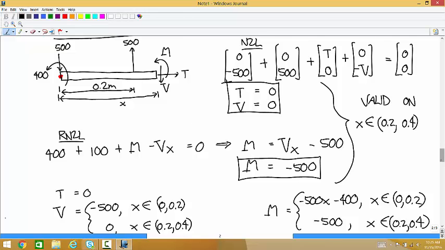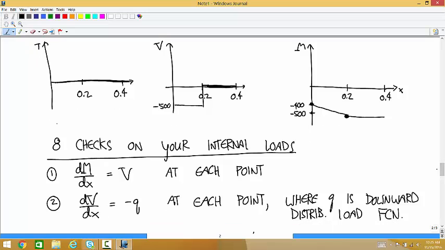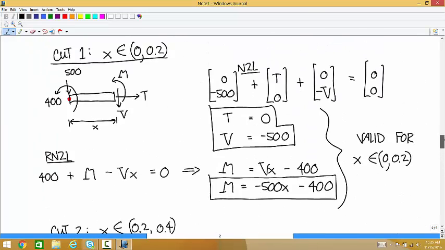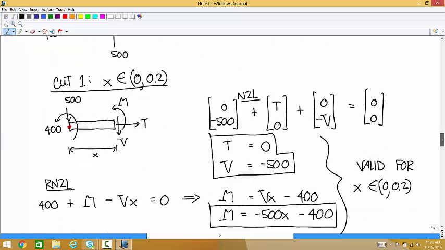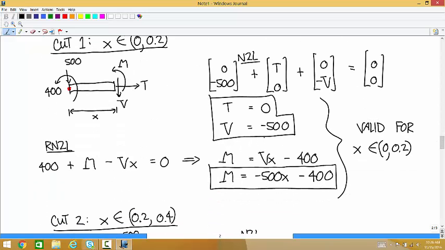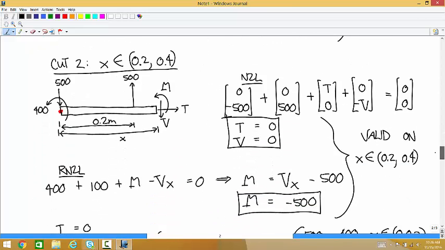Okay, now vertical point forces. Are there vertical point forces at either endpoint? There's one at the left, but not at the right. So the shear force at the left should be non-zero, and it is. And at the right it should be 0, and it is.